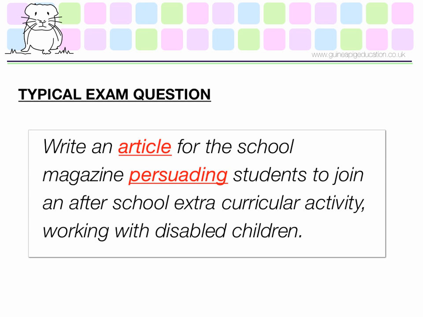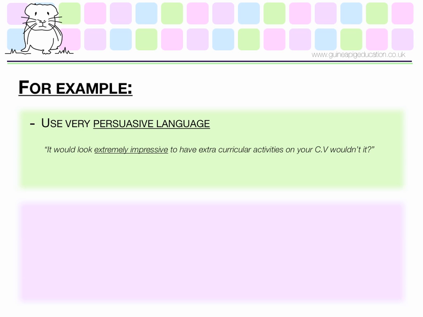So you need to be thinking about using persuasive language to convince your reader, to get him or her on your side, to see it from your point of view. So let's have a look at an example of how you can use very persuasive language in order to do that. Now it would look extremely impressive to have extracurricular activities on your CV, wouldn't it? And here's another example. We have no doubt that many students will wholeheartedly support us. Extremely impressive and no doubt, underlined there, are very persuasive language. There are many other ways that you could put it which really wouldn't persuade the person to do what you're asking at all, but these do, they persuade that person.